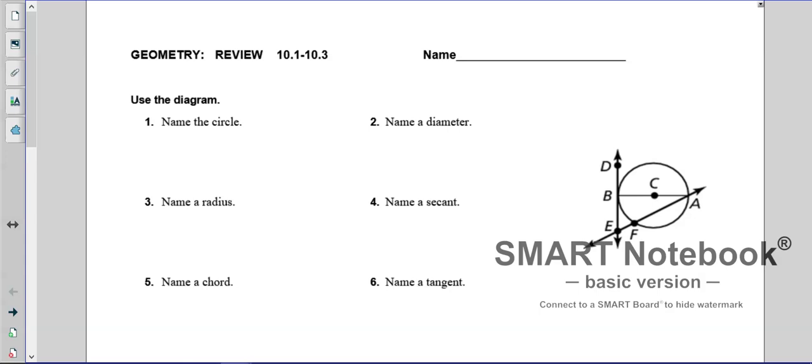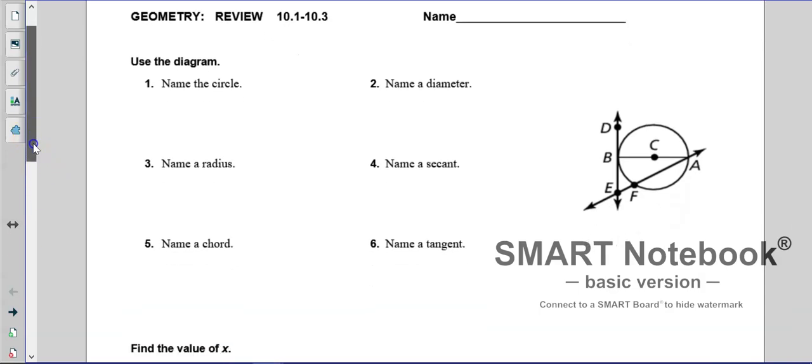All right, quiz review, sections 1 through 3, chapter 10. So we're looking at this drawing over here to the right, and we're just going to identify some things. So name the circle. Well, the circle is named by the center, and in this case it is C. So we just draw a circle with a dot in the middle and use the letter of the center. So C.